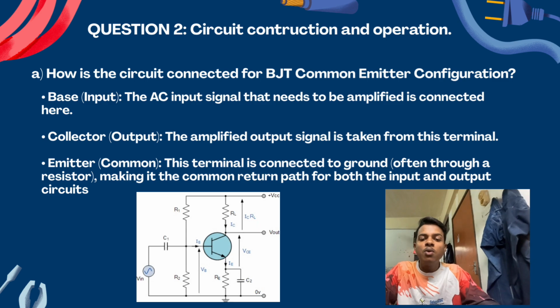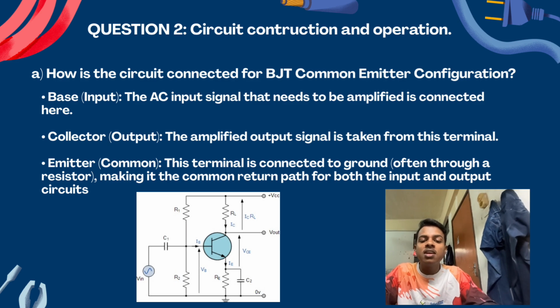Question 2. How is this circuit actually connected? As you can see in the diagram, the setup revolves around the three main pins of the transistor. The base is our input. This is where the small AC signal that needs to be amplified is connected. The collector is our output. The amplified signal is taken directly from this terminal.